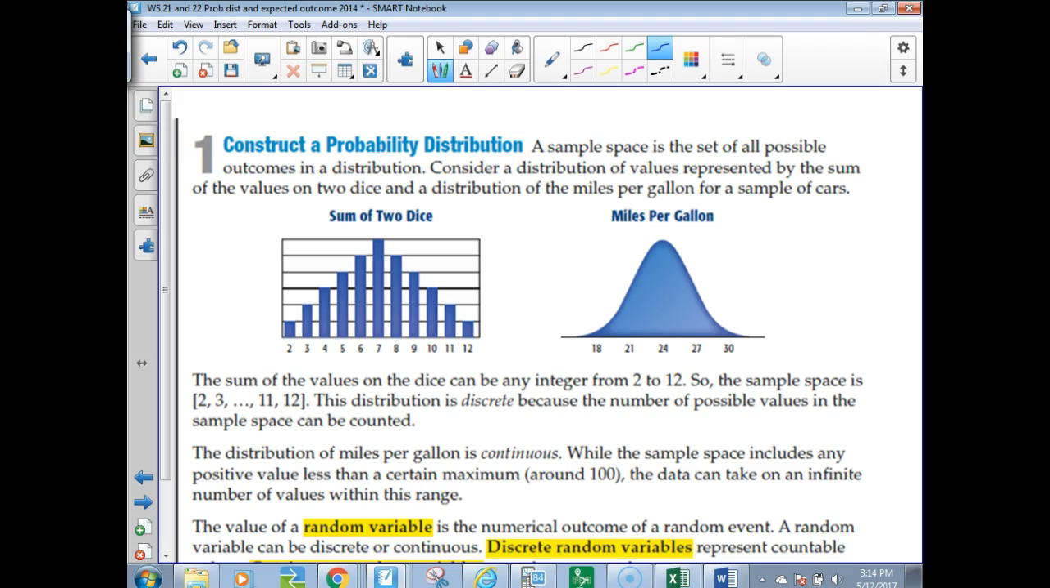I want to talk about a few kinds of data. A sample space is a set of all possible outcomes in a distribution. Consider a distribution of values represented by the sum of the values on two die. The sum is when you add. So 1 plus 1 would be the smallest. That's where they get the 2 from. 6 plus 6 would be the biggest, which is 12. That's where that one comes from. And everything in between. What's the most common sum according to the distribution? 7, the tallest one, right?